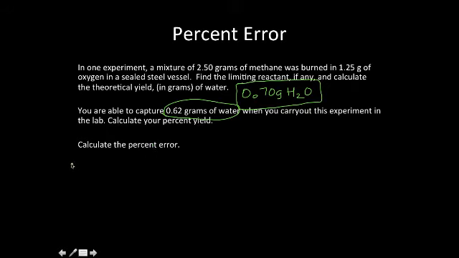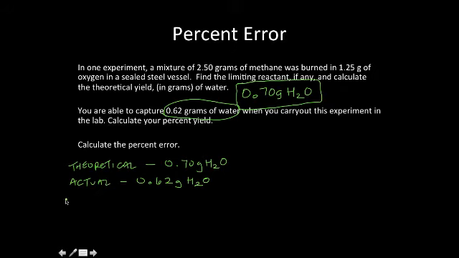And so if we want to write down our variables, we have our theoretical value, and that is 0.70 grams of H2O. And then we have our actual value, and that is 0.62 grams of H2O. So there are the values that we need. Remember the theoretical, the one I calculated, the actual, the one I actually obtained when I did the experiment.